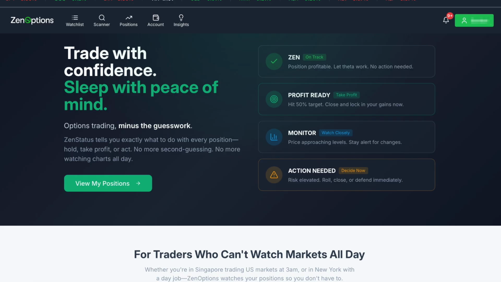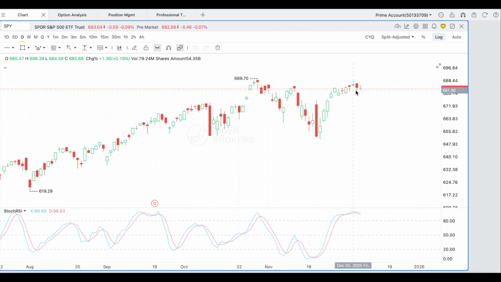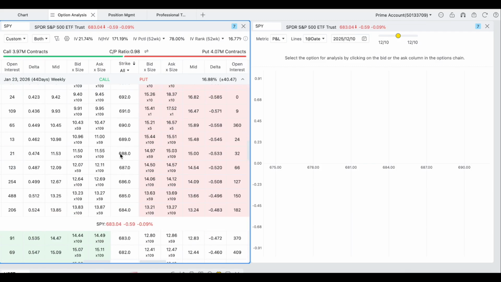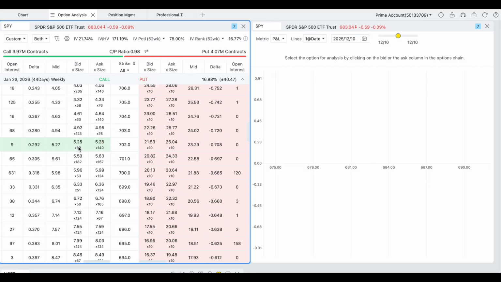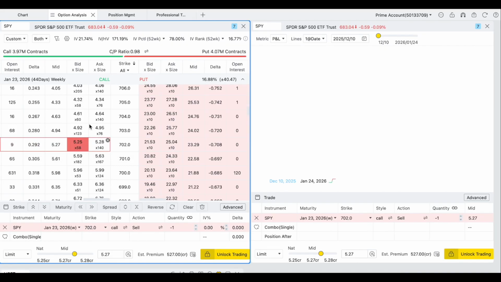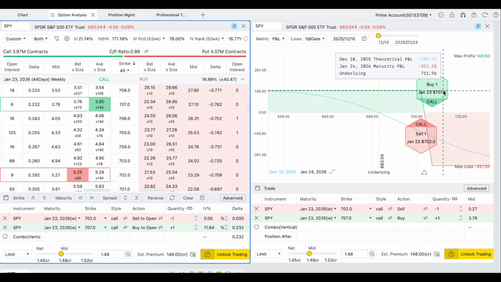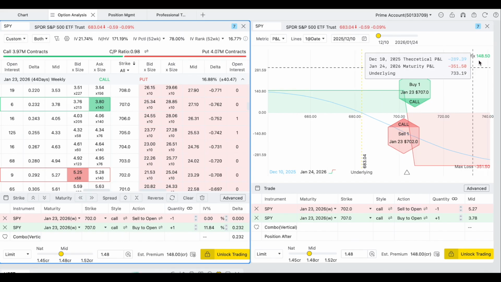We're going to break down one of the simplest and most reliable option strategies for retail traders, the credit spread. It's a structured, probability-driven setup that doesn't require constant guessing of market direction. We'll walk through how it works, how to pick the right strikes using delta and DTE, and then I'll show you how ZenOptions automates the entire workflow to surface high-quality opportunities quickly and easily.